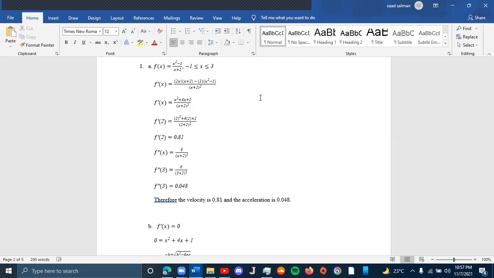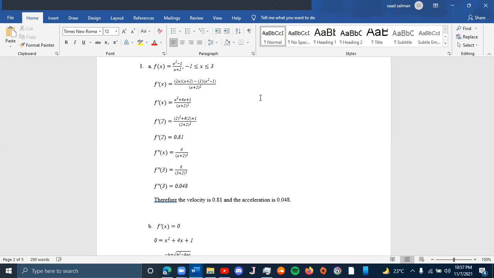So we'll substitute number 2 in it, which will give us f prime 2 is equal to (2 squared plus 4 multiplied by 2 plus 1) divided by (2 plus 2) whole squared. F prime 2 is equal to 0.81.